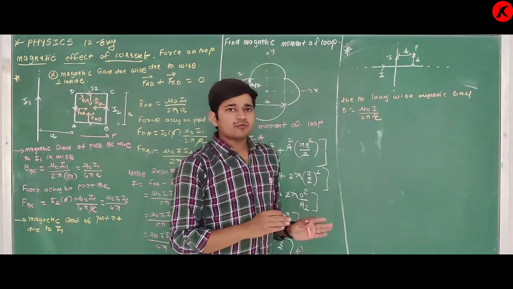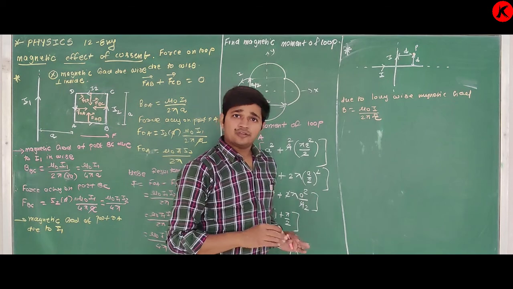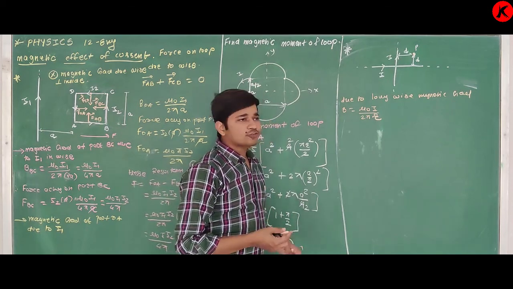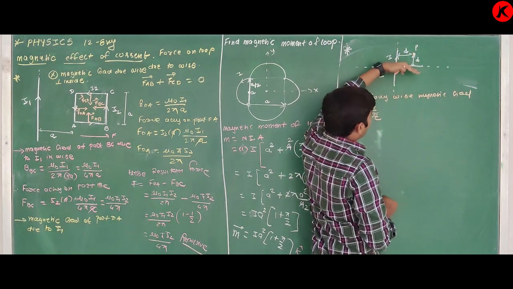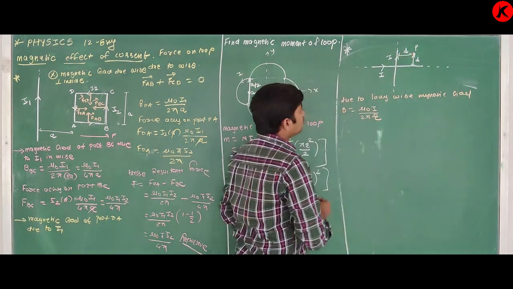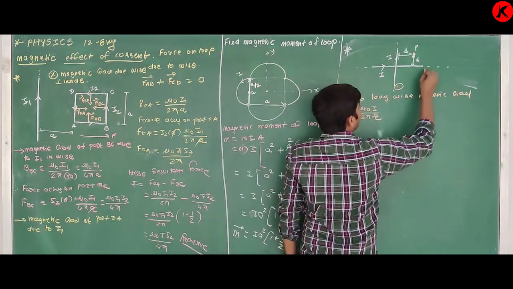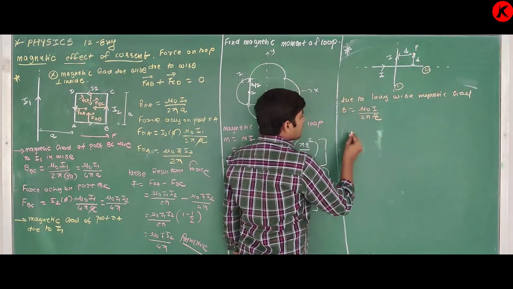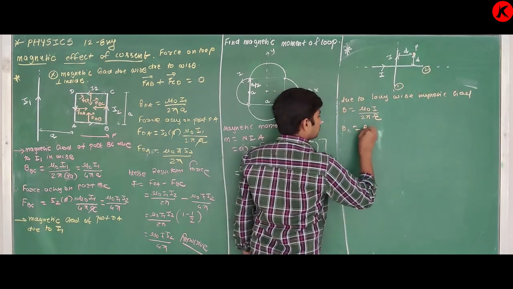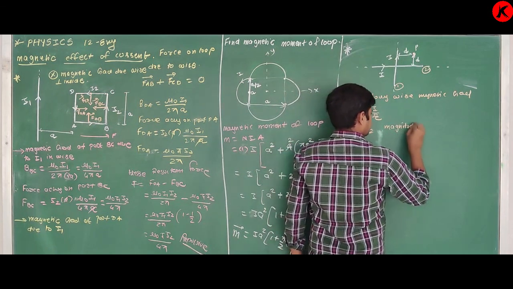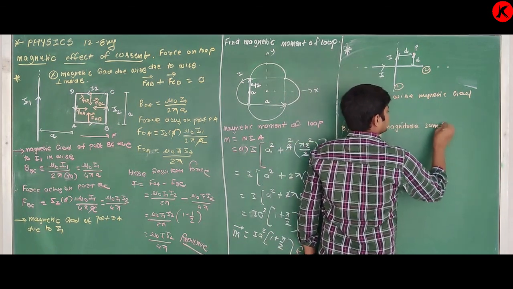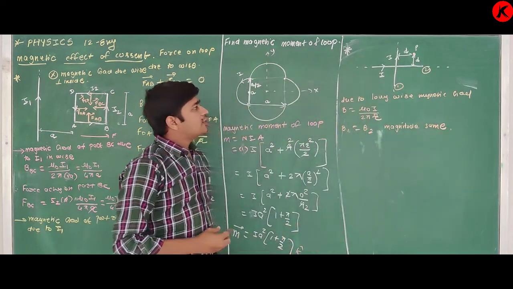Now mu 0 is the same for both. Current is also the same in both. 2 pi is the same, and distance: see, the distance from this wire to point P is D. The distance from this wire is also D. So we can say that if it is the first wire and this is the second wire, then B1 is equal to B2, meaning the magnitude is the same.